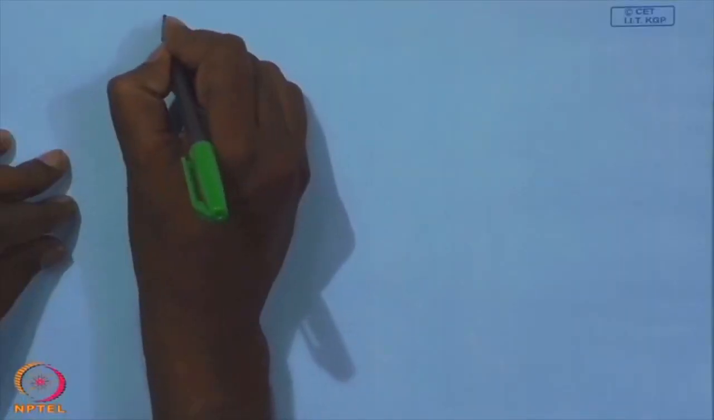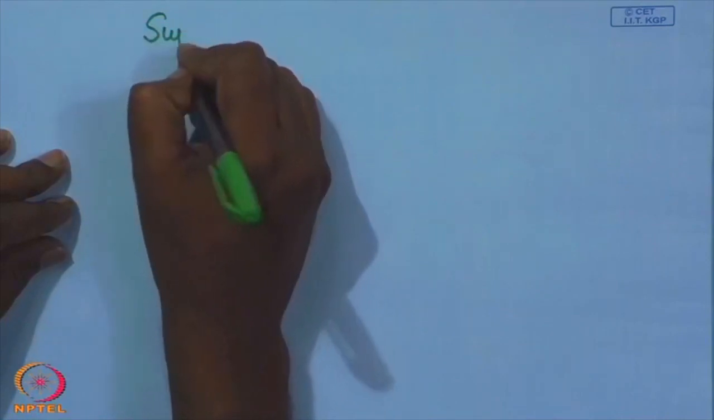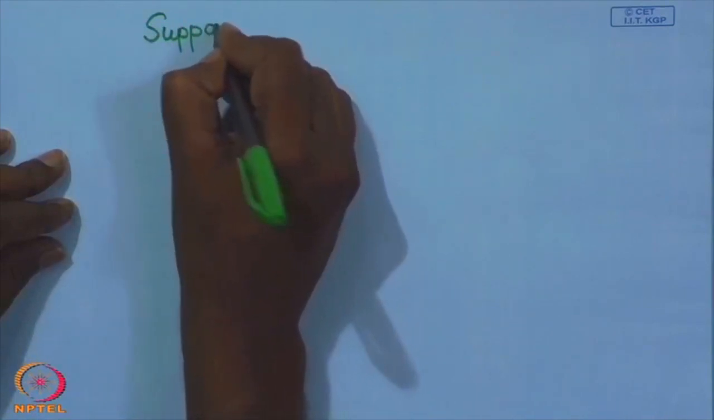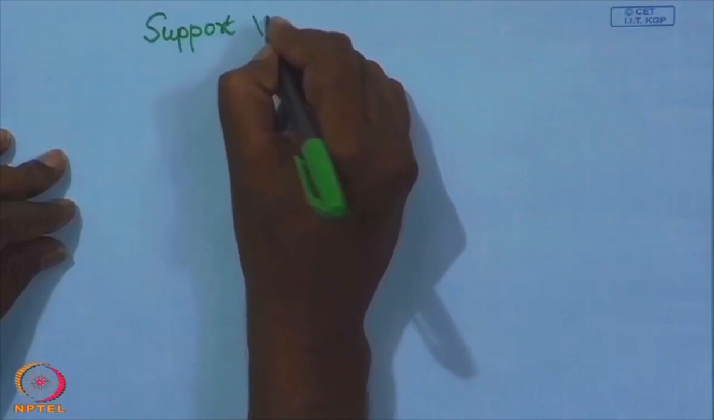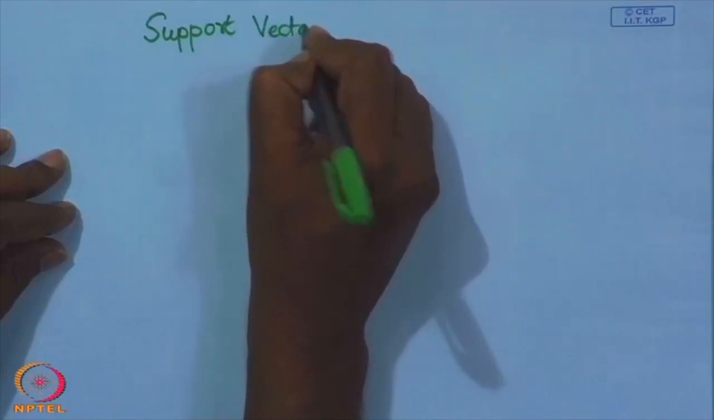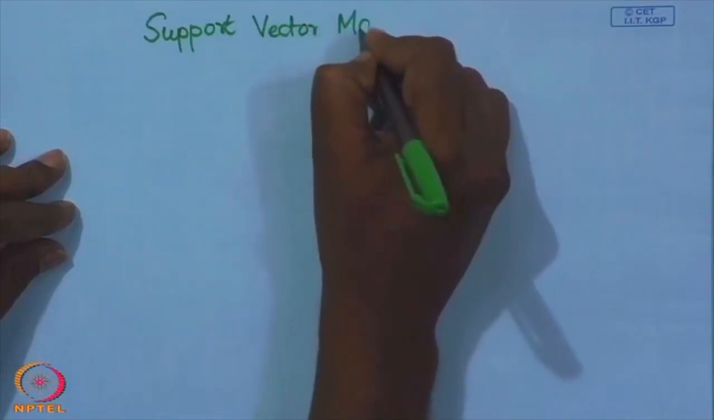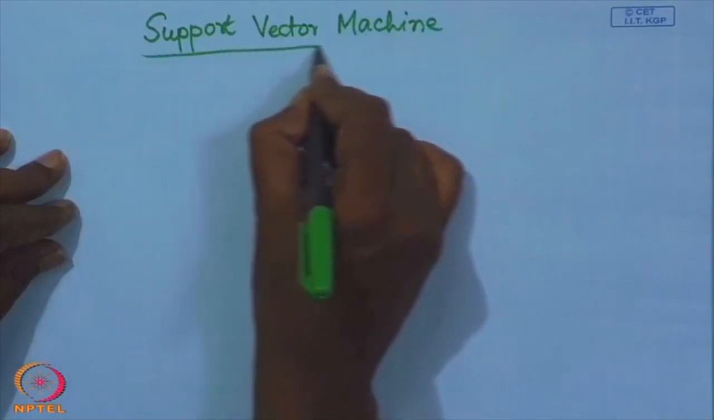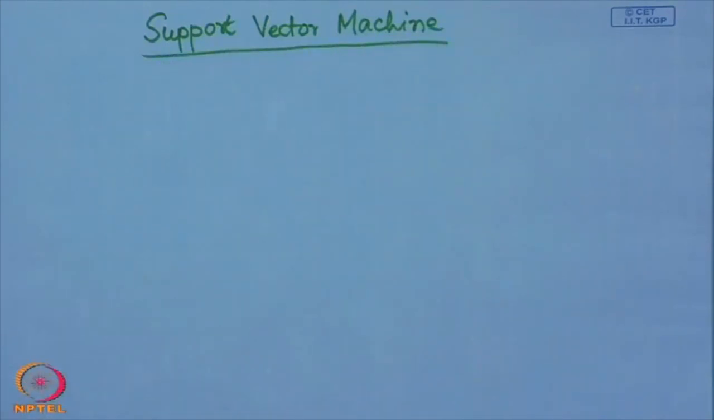Now, over here I will just briefly discuss another kind of classifier, which is called a support vector machine. So, support vector machine is another type of linear classifier.